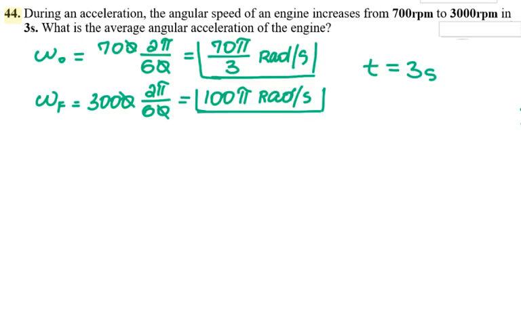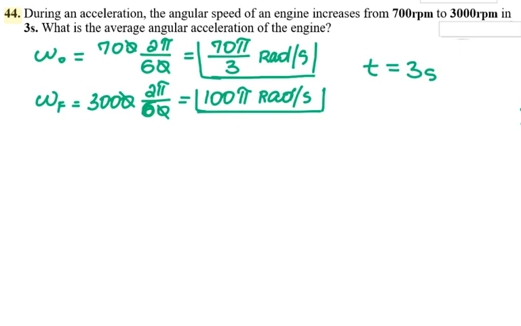So I wrote what is given, 700 revolutions per minute. So it's 700 of the angle that is 2 pi, because 1 revolution is 2 pi. So 700 times 2 pi over 60 seconds. And then I have 3,000 revolutions per minute. So it's 3,000 times 2 pi over 60 seconds. And so I simplified both of them, and I got initial angular velocity of 70 pi over 3, and the final velocity is 100 pi radians per second.